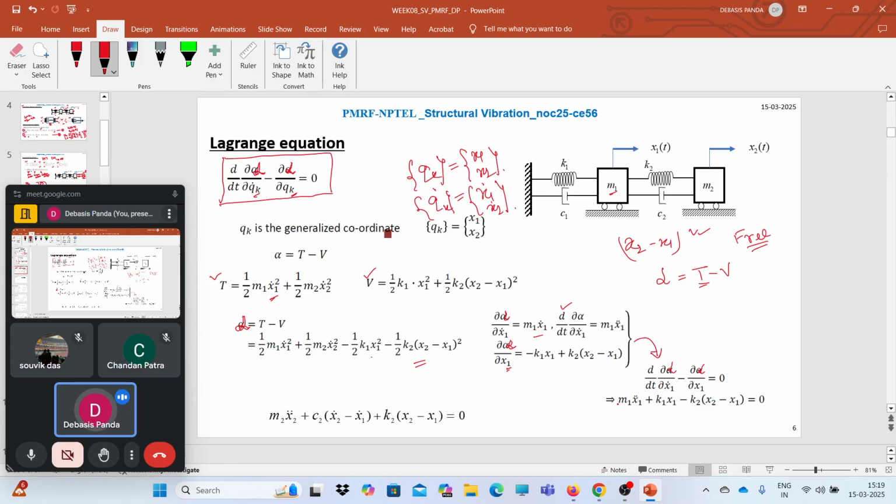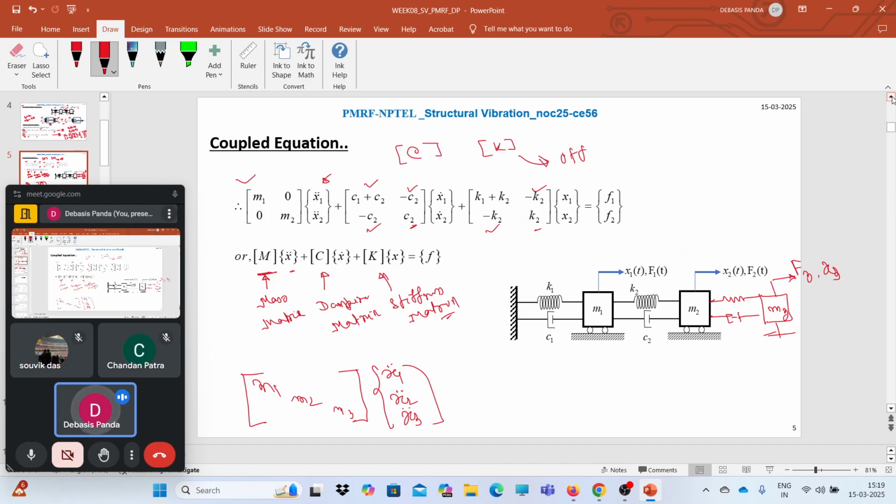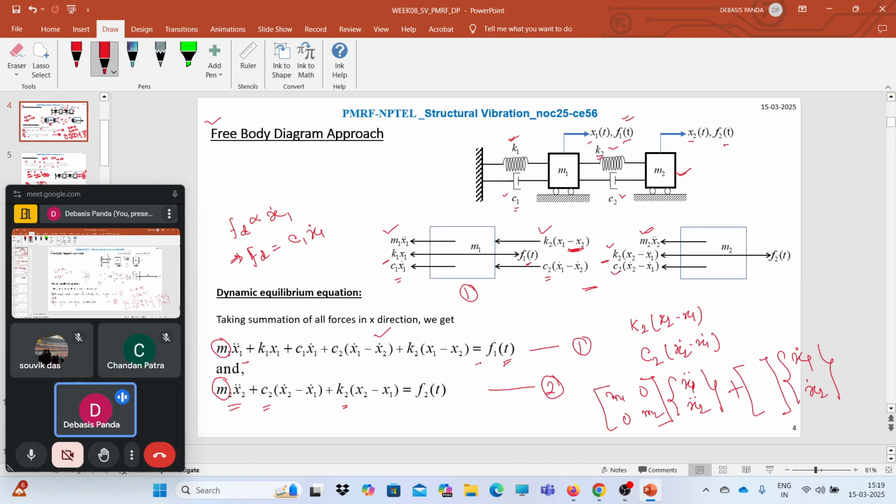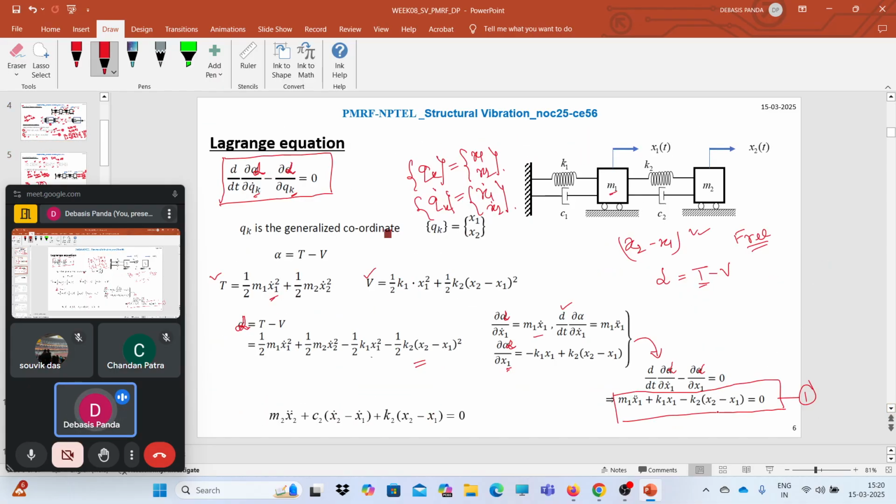If you rearrange the equation, you will get m1 x1 double dot plus k1 x1 minus k2 times (x2 minus x1) is equal to 0, the first equation. Now recall when we solved using the free body diagram approach, if you equate the external force to 0, we found the same equation as from the Lagrange equation too. Here we have done it for the first degree of freedom, that means all the differentiations are done with respect to x1 and x1 dot.